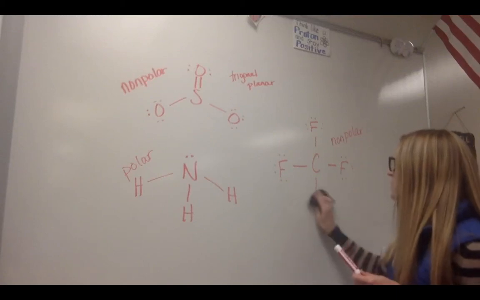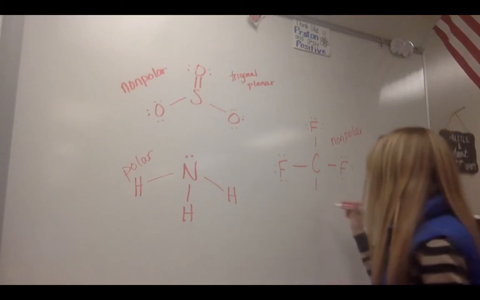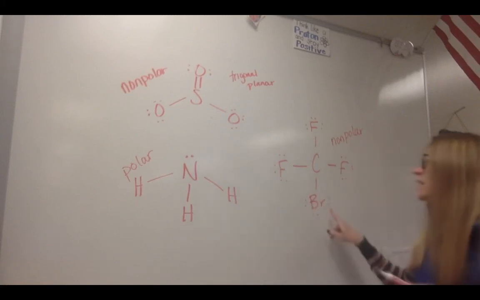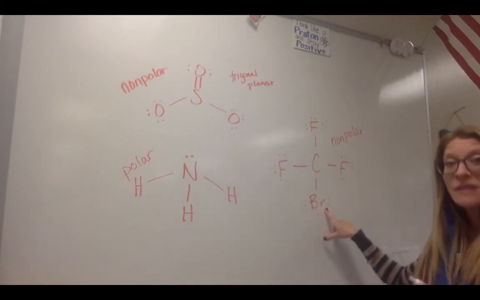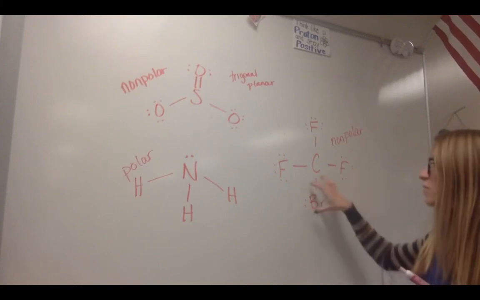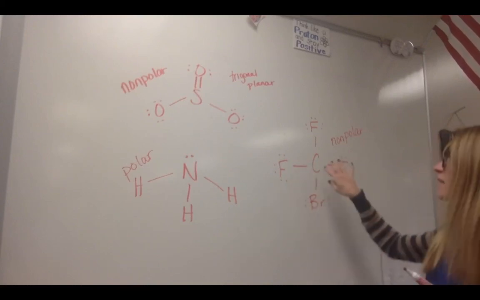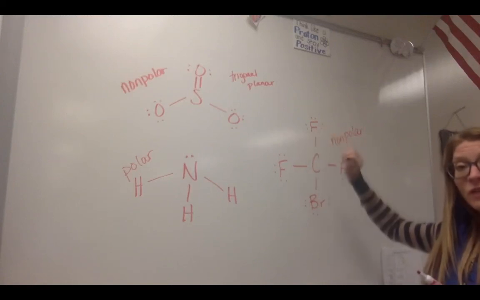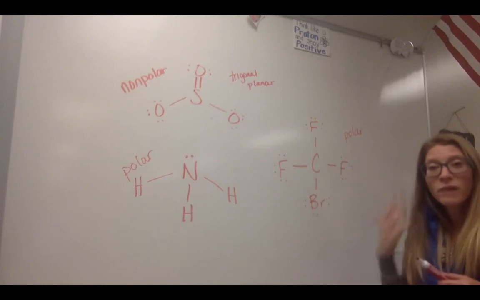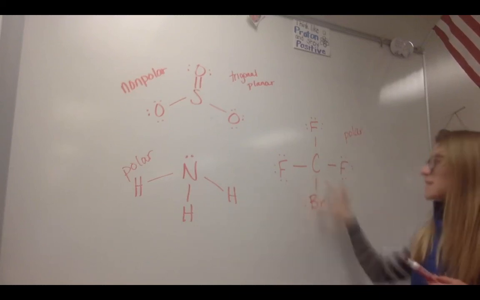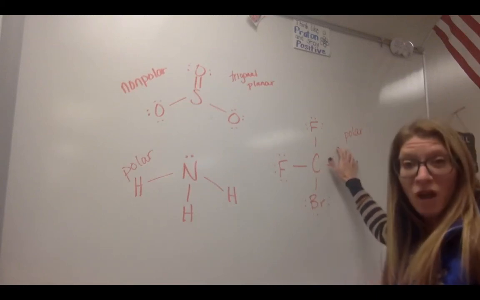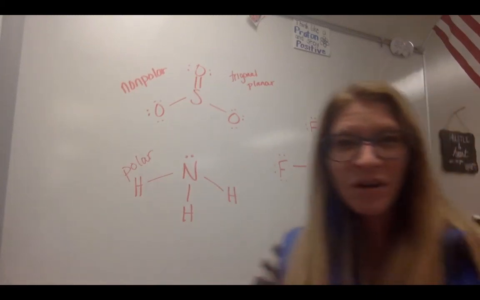However, if this fluorine was replaced with a different element, like bromine, bromine has a different electronegativity than fluorine. So now this bromine is pulling differently than these three other atoms are. With that one change, that would make our molecule polar because this side no longer makes it symmetrical, so the molecule overall would be polar. Hopefully that helps.